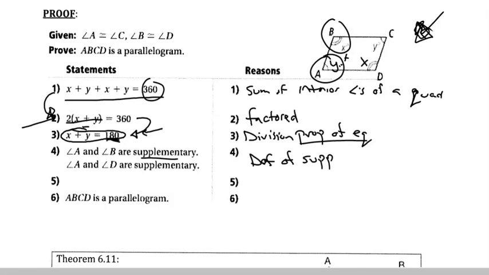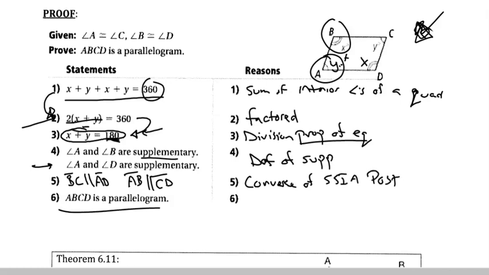So now, what do we do from there? If you know that A and B are supplementary, then that would lead us to know that BC is parallel, the top is parallel to the bottom, and we would also know by the other one that the left is parallel to the right, and that is by the converse of SSIA postulate. And then if you know both pairs of opposite sides are parallel, then you end up with a parallelogram by definition of parallelogram.